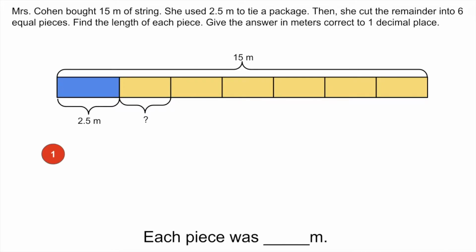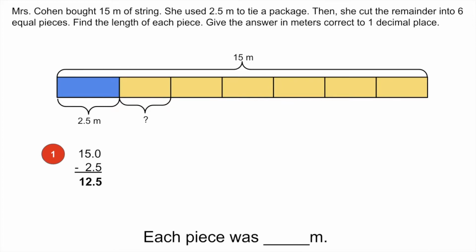Our first step is going to be to subtract 2 5/10 from 15. Remember, when we add and subtract decimals, our decimal point has to be aligned. So in order to subtract, I had to add a decimal point in 15 and a 0 in the tenths place. If you subtracted correctly, you got 12 5/10 meters.